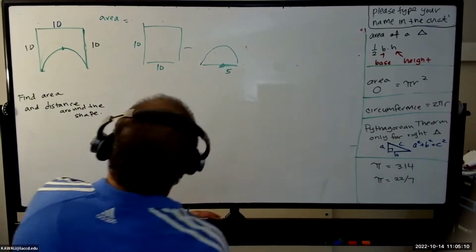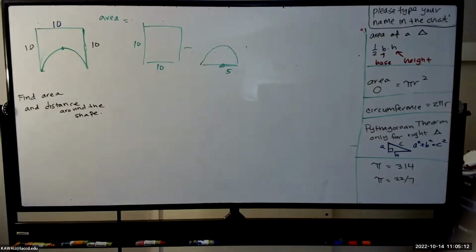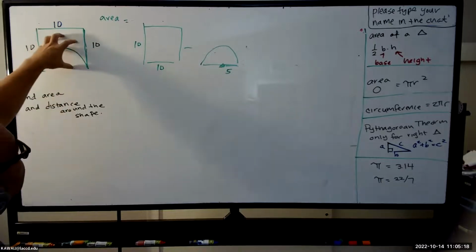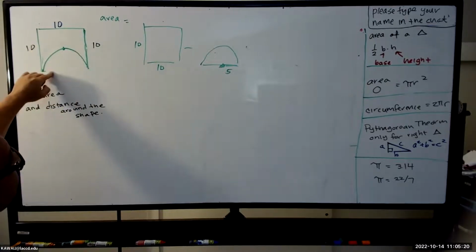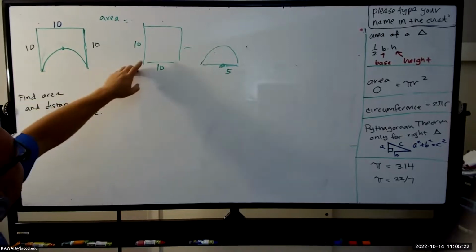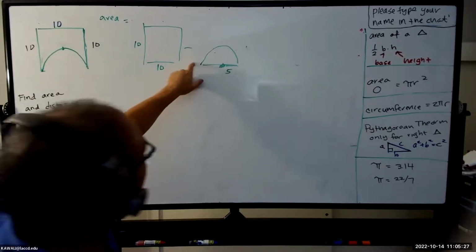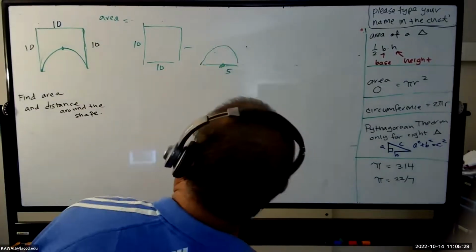Okay. So in terms of area, what we want to do here is we can also do subtraction. We can say I have this shape minus this shape. So go ahead and figure out what the area of the square is, and then subtract the area of the semicircle.